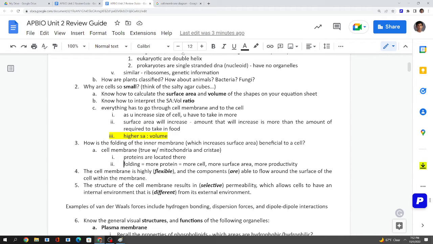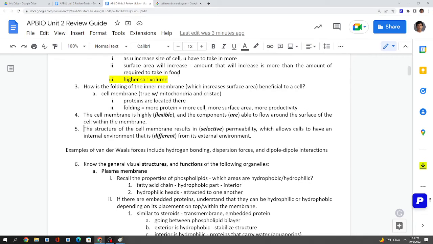But it's just the way molecules move. And if I heat the molecules up, they'll move faster. If I were to cool them down, they move slower. Okay, so next, number 5. The structure of the cell membrane results in selective permeability, which allows cells to have an internal environment that is different from its external environment.